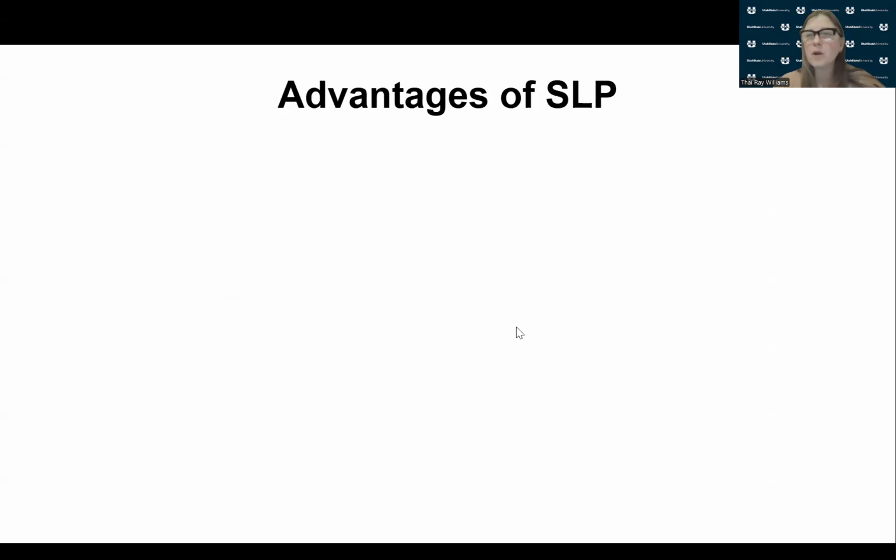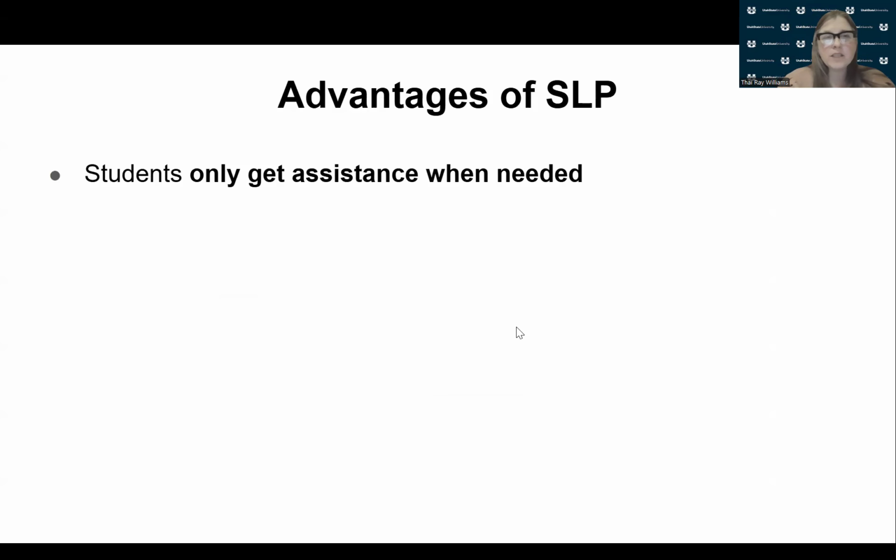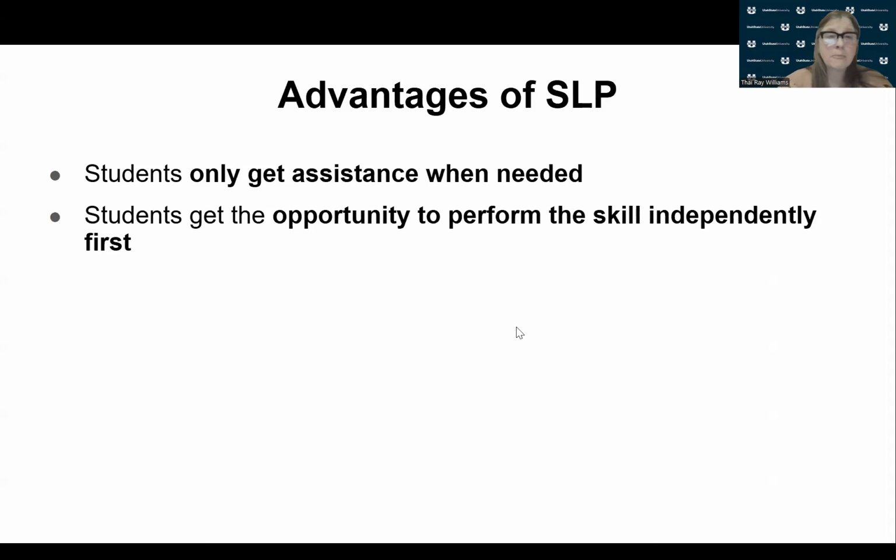All right, so let's talk about what some of those advantages may be. So one advantage is that the student only gets the assistance when they need it. If they can perform the skill independently, we let them perform the skill. If they only need a visual prompt, we only give them a visual prompt. So it's only the amount of assistance that is absolutely needed to perform the skill correctly.